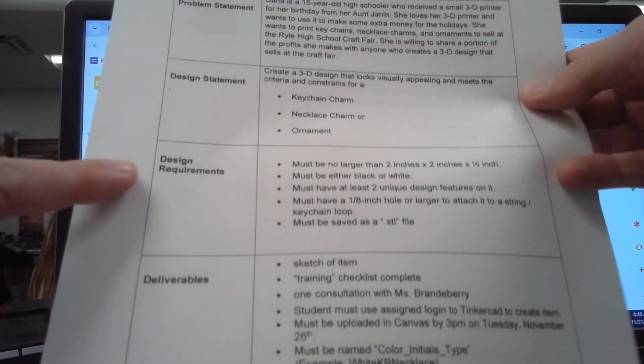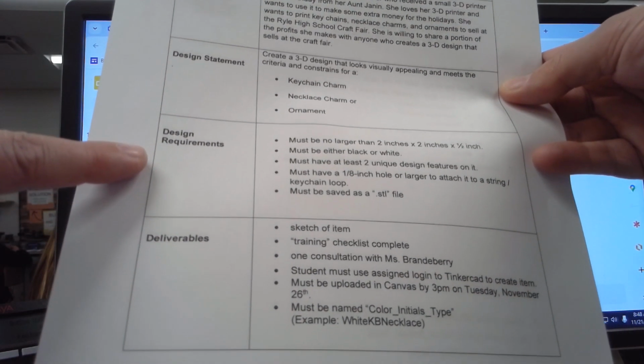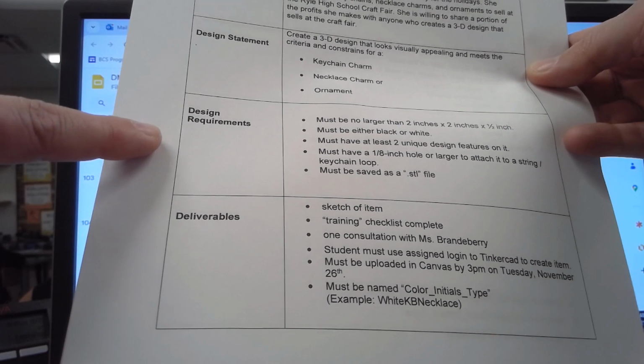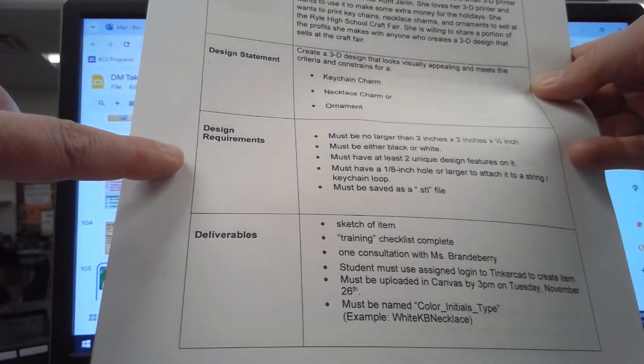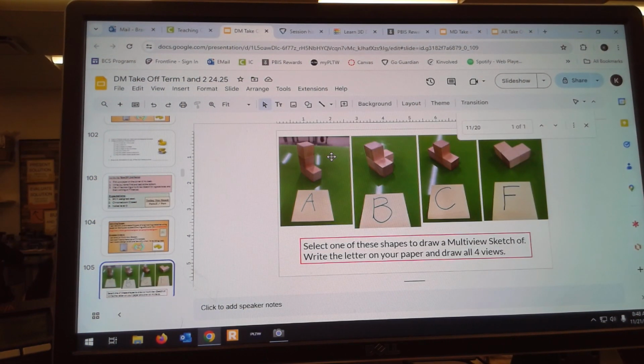Now, would you guys please put a giant star, circle the thing that says design requirements. Big star by that box that says design requirements. These are the 5 things you will need to get a good grade. Okay? 1, it cannot be any bigger than 2 inches by 2 inches by half an inch. 2, it can only be black or white. They only have black or white filament for us to use, so that's what we have to pick. You can pick either one, but we can't pick like purple or green or orange. They don't have those for us to use for this one.